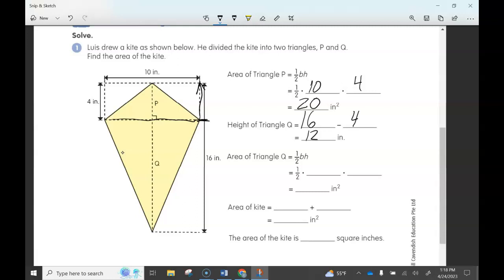Now we know the base, if we keep on moving down, the base is going to be 10, because the base for both triangles is 10. And then we can see the height is going to be 12. So we have our 12 there. 1/2 times 10 is 5, times 12 is 60 inches squared. So the area for the P triangle is, I'm sorry, 20 inches squared, and the area for the Q triangle is 60 inches squared. What we do now is add the two shapes together, 20 plus 60. That's going to give you 80 inches squared. So the area of the kite is 80 square inches.